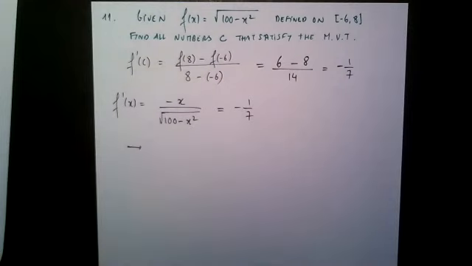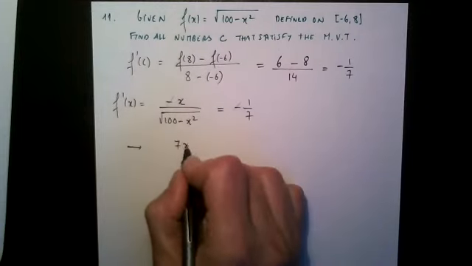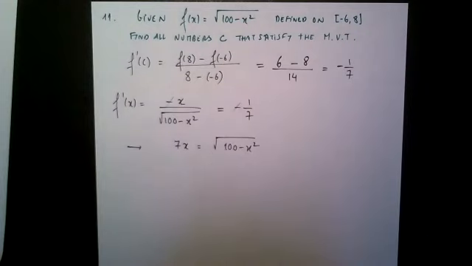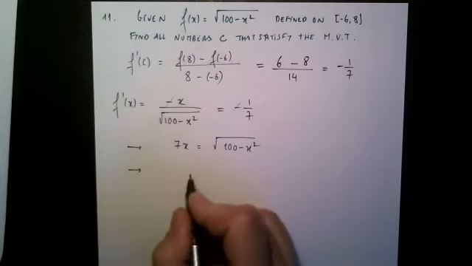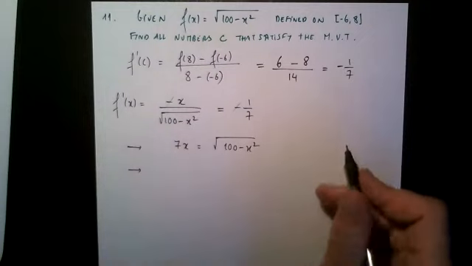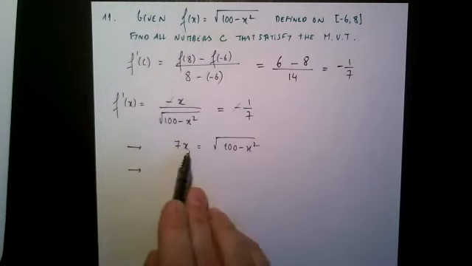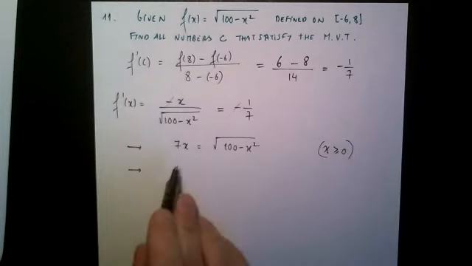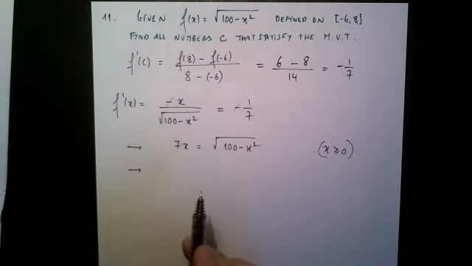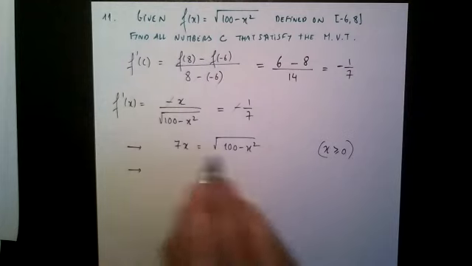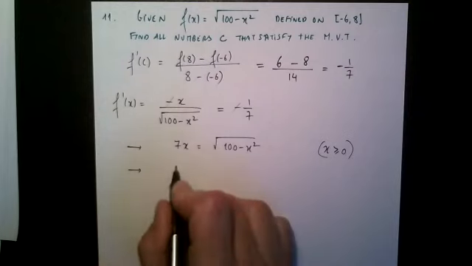Okay, so I could cross out the minuses. So 7x is equal to the square root of 100 minus x squared. Square both sides. Well, first of all, actually, x has to be positive at this point, or else you cannot have a square root of a negative number. So x is at least 0. Right away, I have a restriction here. And so we solve. Square both sides.